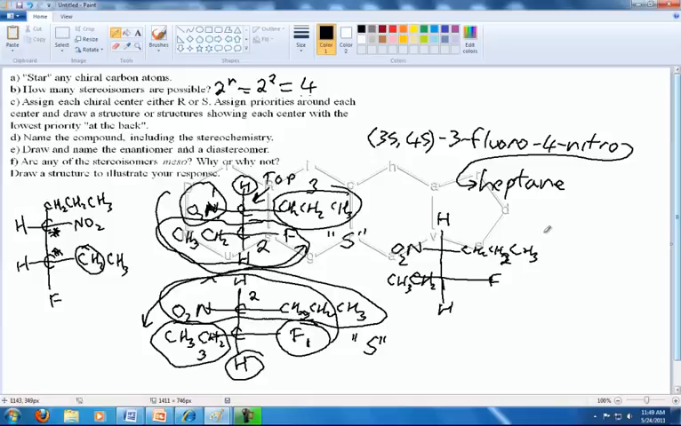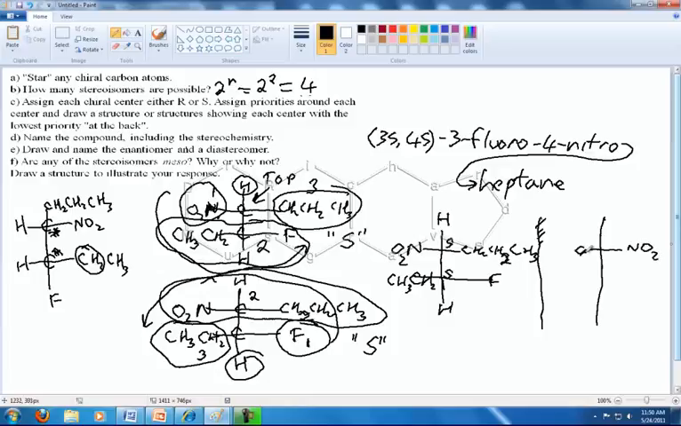Now to get an enantiomer, the easiest way is just to get a mirror image of this compound. And when I do that, this will be S and S. And when I do that, here's your mirror right here. The NO2 will be over here.